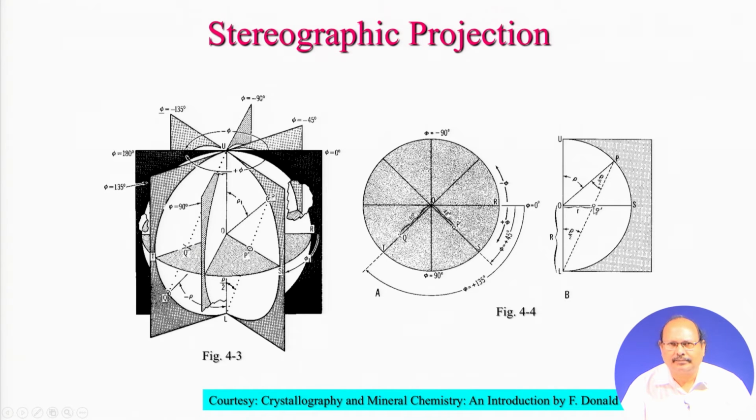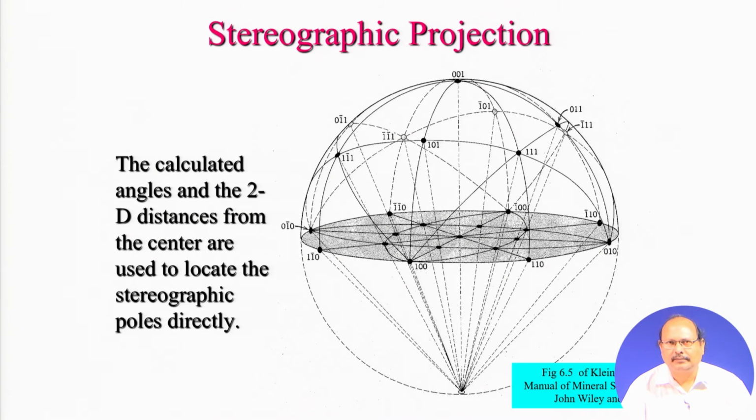This distance, you can make this intersection here. So, this distance you can measure up from the center and this will be the position of P. So, depending on the coordinates of these two angles, the stereographic projection of any plane can be determined here. So, in a nutshell, using this approach, all these planes can be projected in this equatorial plane here.